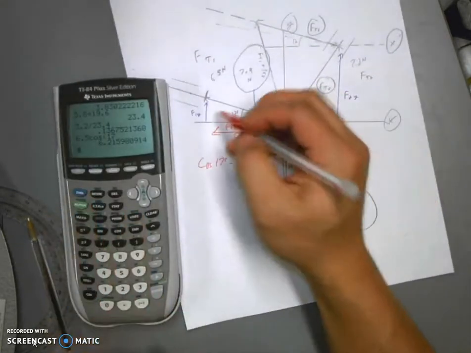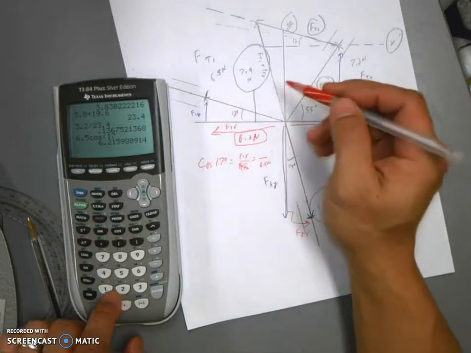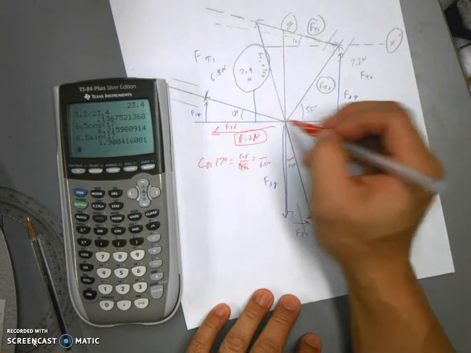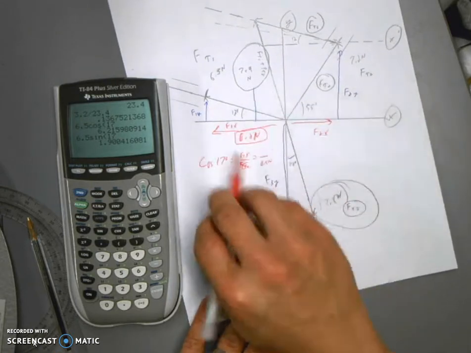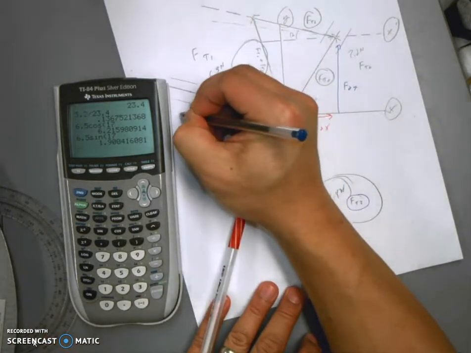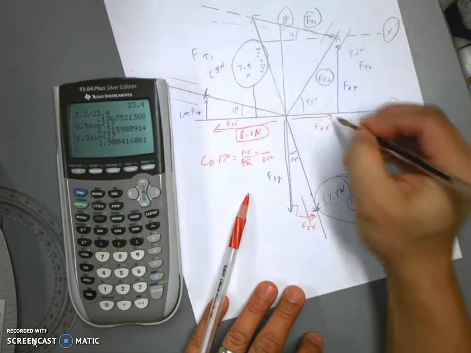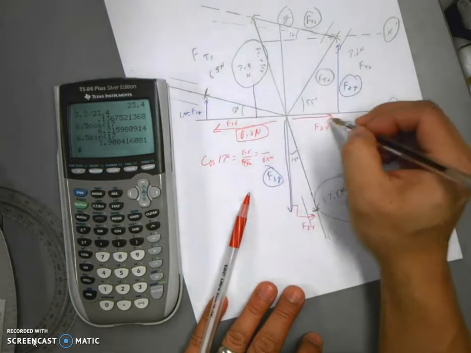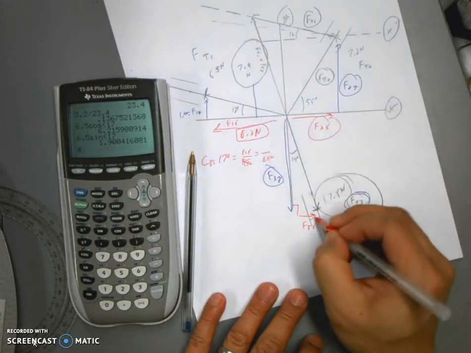Okay, just to verify, F1y is going to be the sine, so 6.5 sine of 17 should be smaller than, the blue arrow should be smaller than the red arrow. So this ends up being 1.9 newtons. Okay, do the same thing for F2y and F3y, and then do the same thing for F2x and F3x.